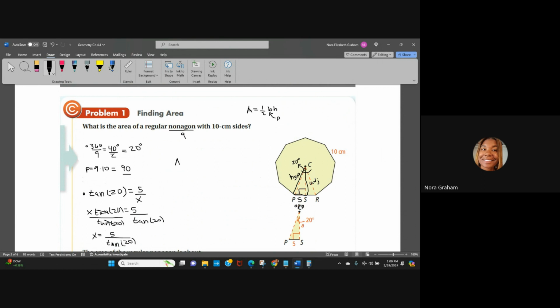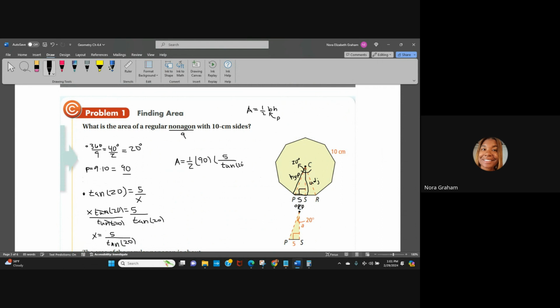And so what that's going to look like is my area equals 1/2 times my base. My base is just the perimeter of my polygon, which is 90. We found that. And then times my height. And remember, the height is my apothem. That's going to be the 5 over tan of 20.